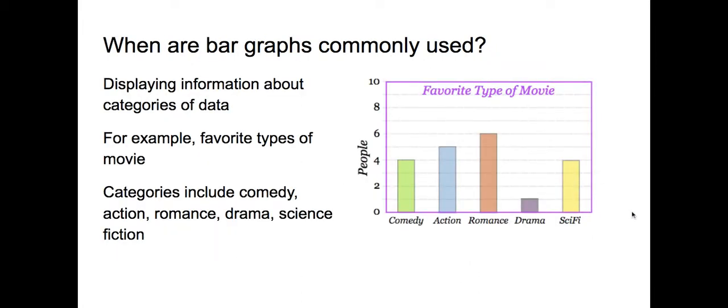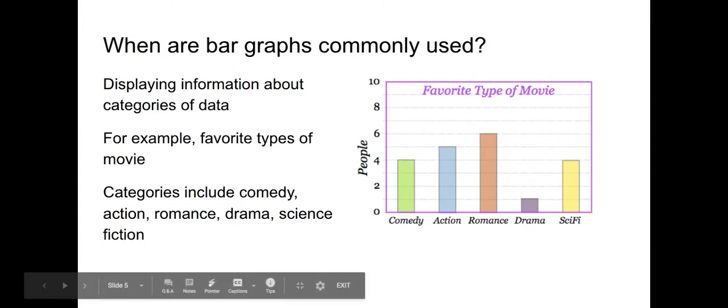So bar graphs are commonly used for categories of data. So for example, types of movies, and you can see on this graph, the title is favorite type of movie, and the categories include comedy, action movies, romance movies, dramas, and science fiction. And here we can see the number of people for which each of these is a favorite. So the most popular one is romance, and 6 people liked that one the best, would be something you could read from this bar graph.